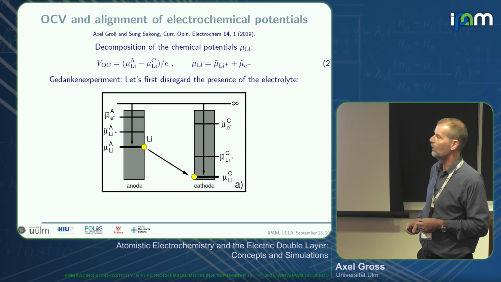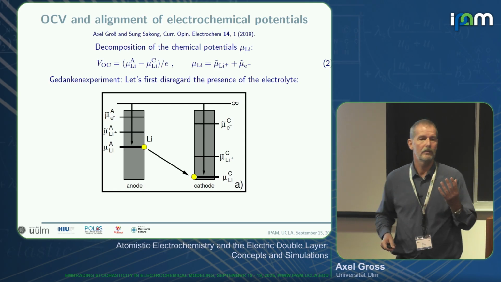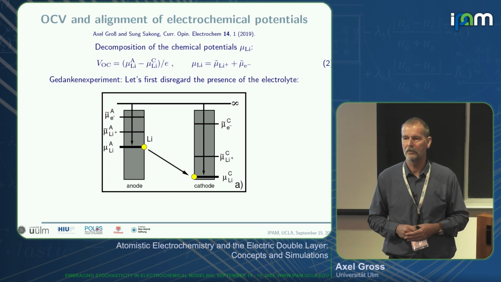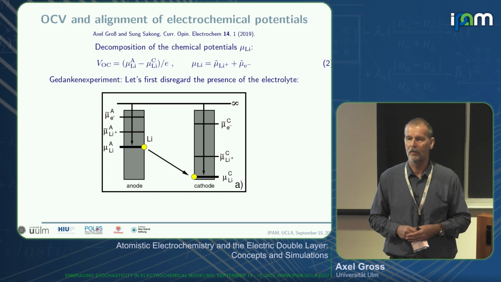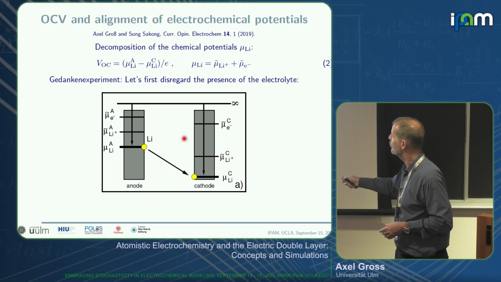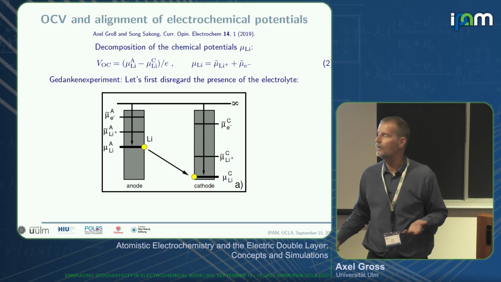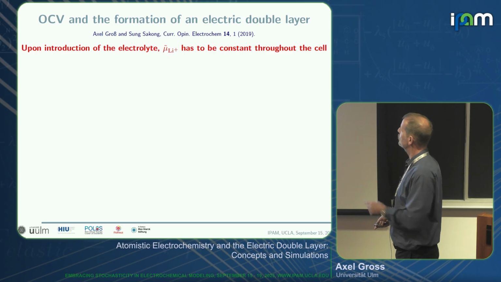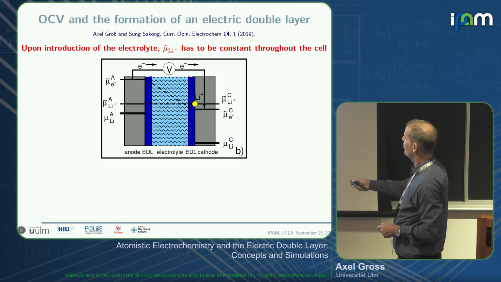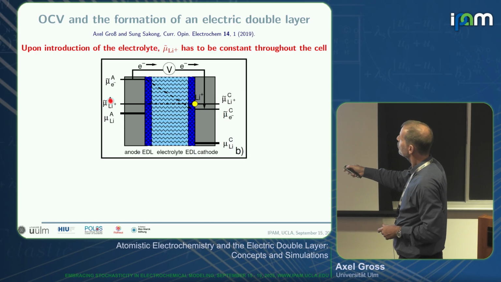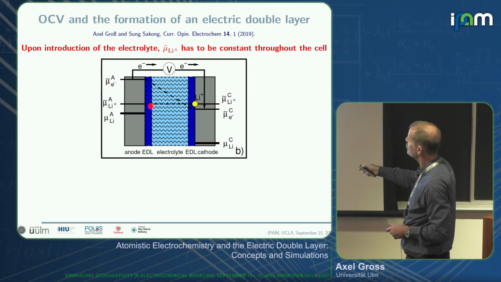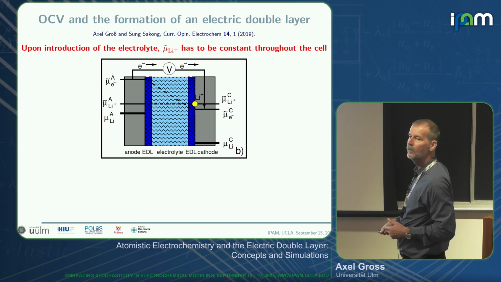Now, I introduce an electrolyte. What happens if I introduce an electrolyte? Again, per definition, an electrolyte is an ion conductor and an electron insulator. So I connect these two with an ion conductor, and if I wait long enough, I have to have thermodynamic equilibrium of the ions. So this is then in the next picture. I have here now my electrolyte, and now these two chemical potentials of the lithium cations have to be aligned.